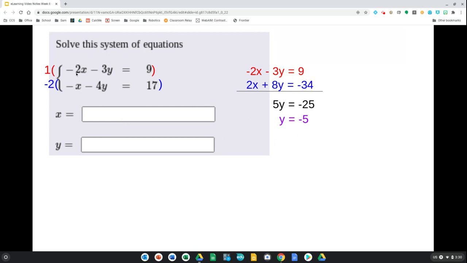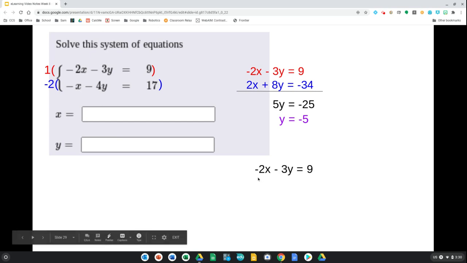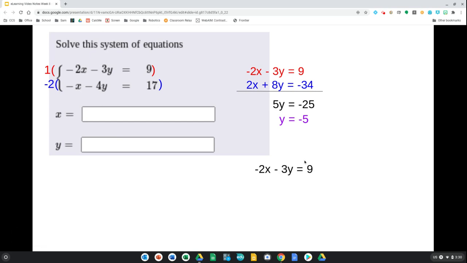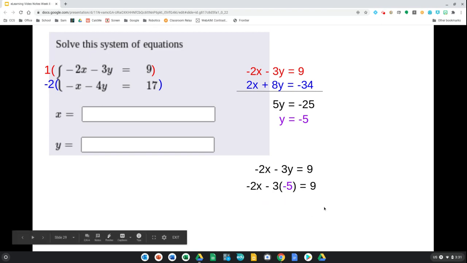And so the way we do that is we go back to one of these equations and we use the fact that we know y equals -5. So I'm going to go back to the top equation. So the top equation used to be -2x minus 3y equals 9. Now, though, I know that the y is -5. So let me go ahead and put that in there. Now it's -2x minus 3 times -5 equals 9.